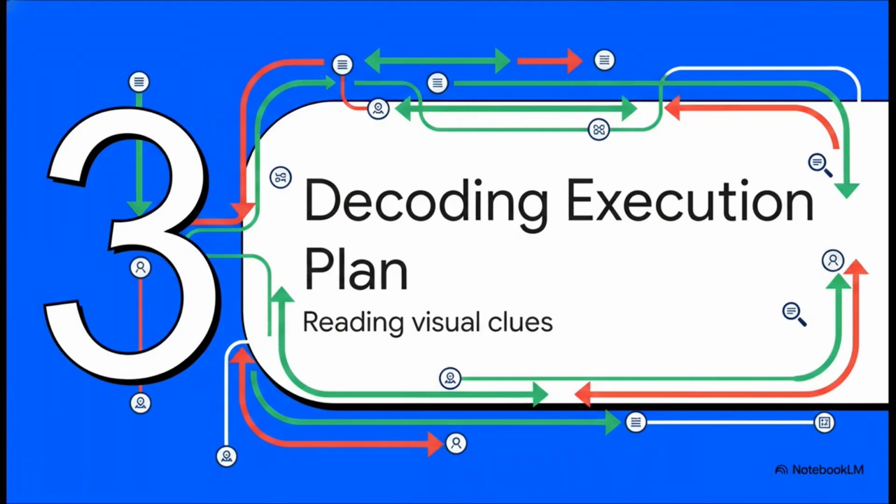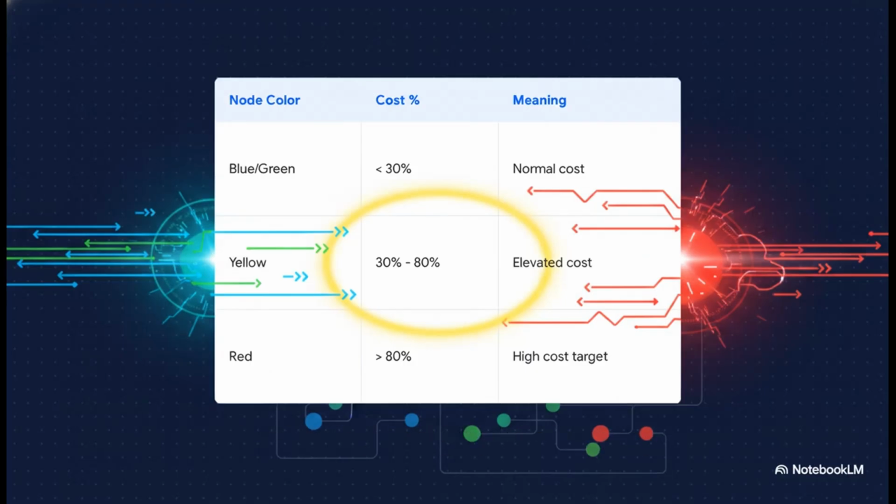Okay, section 3, decoding the execution plan. Let's learn how to read these visual cues. Visual Explain basically gives you a heat map to spot bottlenecks. Every operation becomes a node, and they are color-coded by cost. Blue and green nodes? Totally fine. They mean normal, fast costs, usually a nice, efficient index lookup. Yellow nodes mean you've got an elevated cost. But those red nodes? No way. That's your problem. A red node means that single operation is eating up over 80% of the total query cost. When you see red, you've found your primary target for optimization.